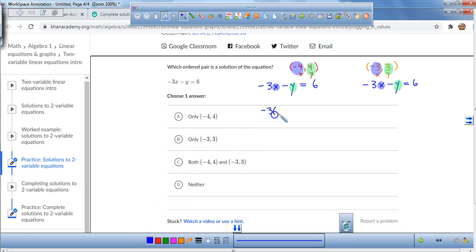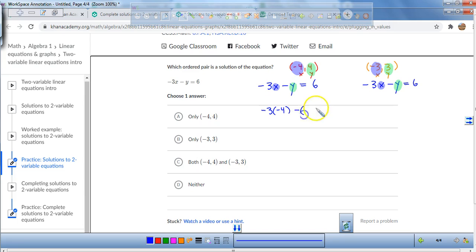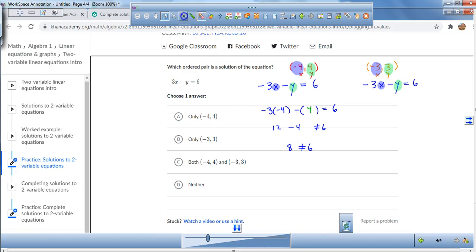So here's what it should look like. Negative 3, open parentheses, I'm plugging in a negative 4, minus open parentheses, and I'm plugging in a positive 4 for y. And I'm seeing if it all equals 6. So here we go. Negative 3 times negative 4 is positive 12. And 12 minus 4 does not equal 6, because 12 minus 4 is 8, and 8 is not equal to 6. So this answer is not correct. I'm just going to put no.